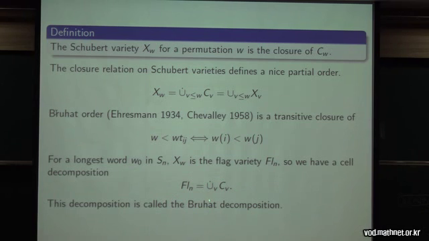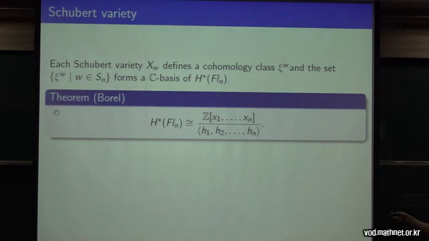And because of this cell decomposition, each cell is isomorphic to a complex affine space of some dimension, and that's the reason why the Schubert varieties form a basis of the cohomology, in this case the cohomology of the flag variety. So each Schubert variety defines some cohomology class called the Schubert class, which form a basis of the cohomology of the flag variety.